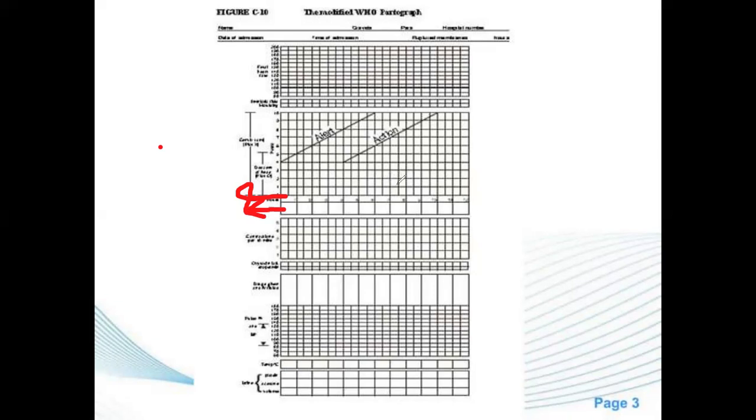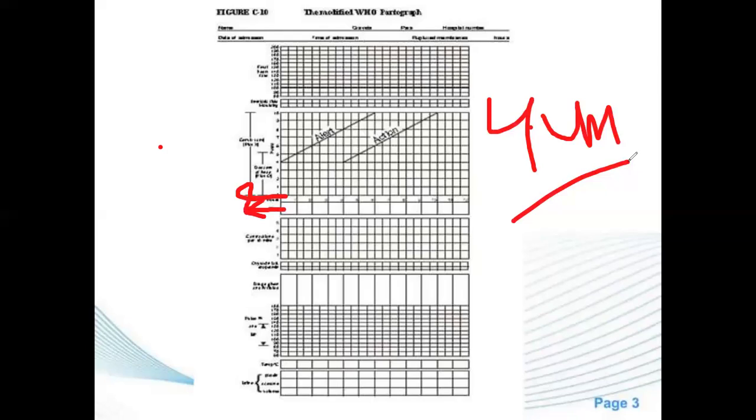One more important thing I want to include is that you have to start using the partograph when the patient's per vaginal examination shows 4 centimeters. Before that, partograph charting is not done. In today's scenario, we are using a modified partograph, in which we start from 5 centimeters.